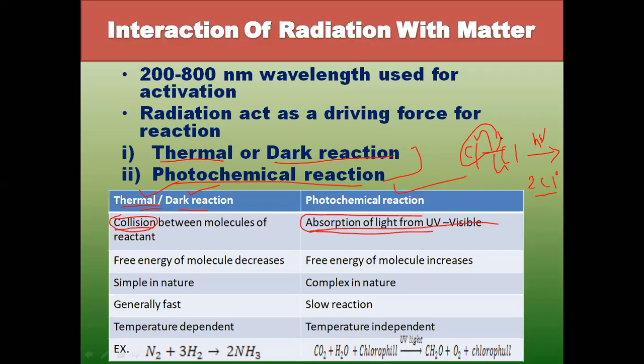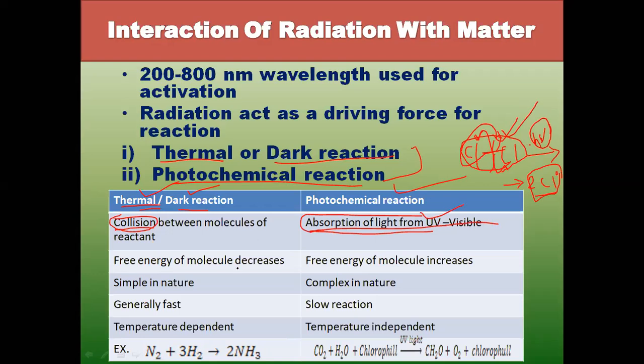So what happened? The Cl2 molecule is a neutral molecule in a somewhat stable condition. But when it absorbs the energy, this molecule gets excited, and due to excitation of energy, this bond becomes unstable. Due to that, the bond breaks down homolytically, and it produces two chlorine radicals. So this is called the absorption of light.